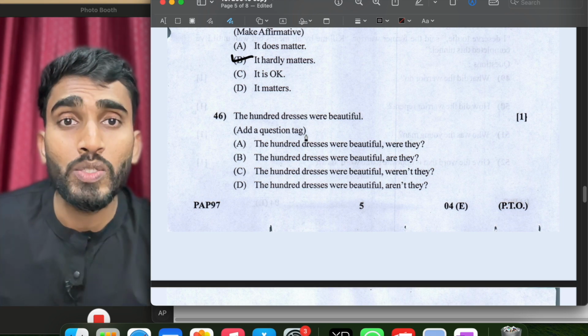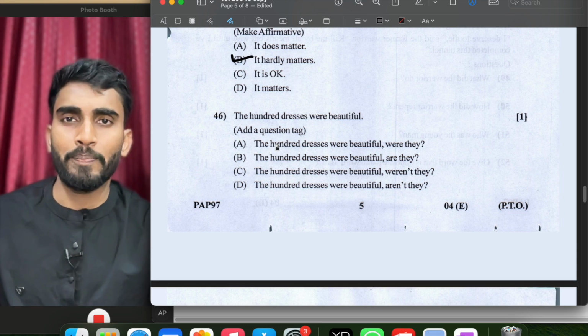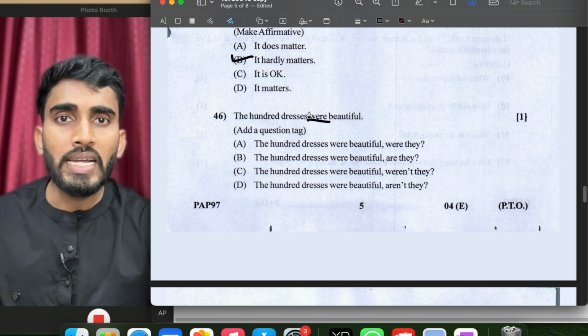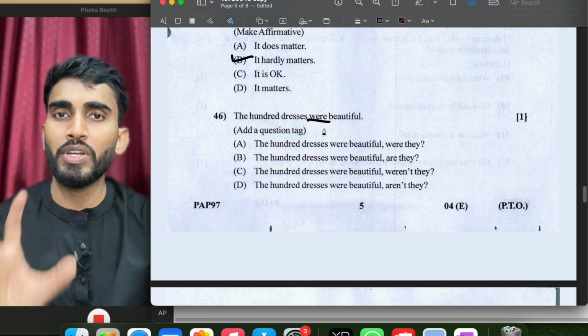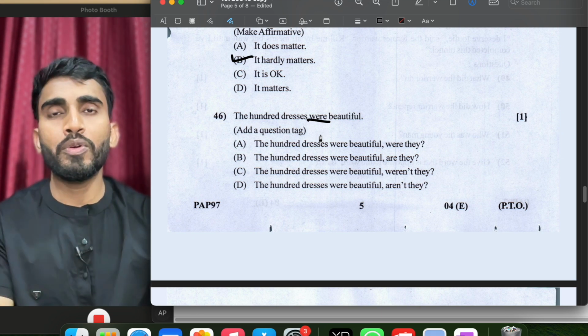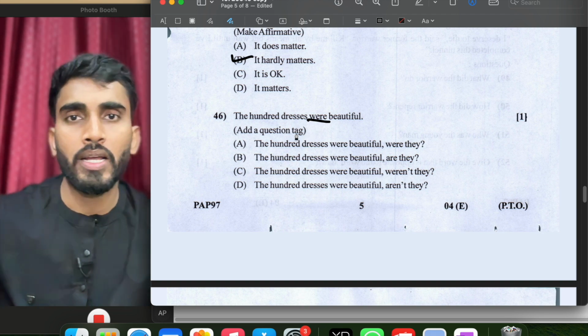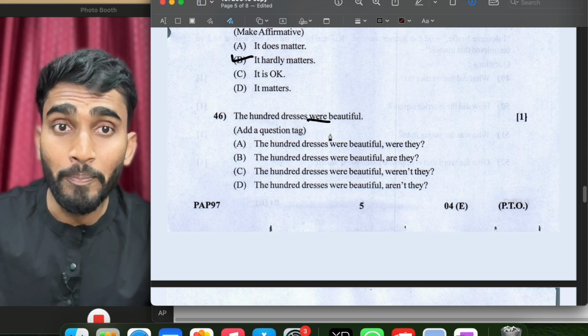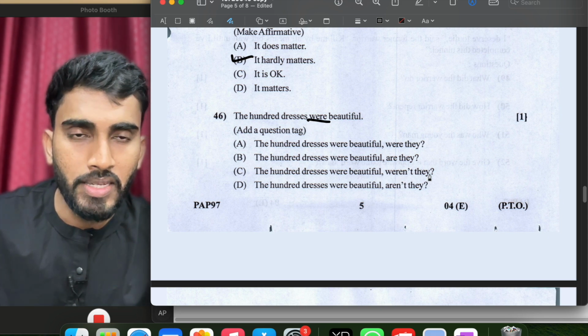The 100 dresses were beautiful. Add a question tag. The 100 dresses were beautiful. This sentence is positive. So if a sentence is positive, it will have a negative tag. If the sentence is negative, it will have a positive tag. So the 100 dresses were beautiful, weren't they? Weren't they? Yes, weren't they? Option C.